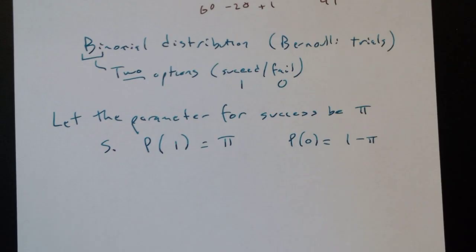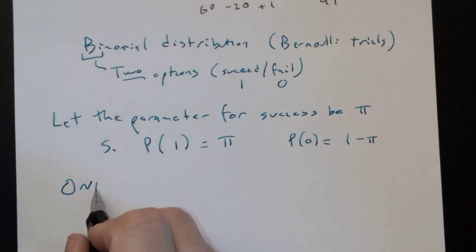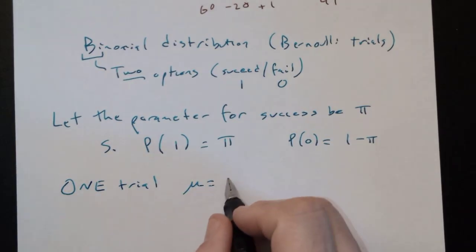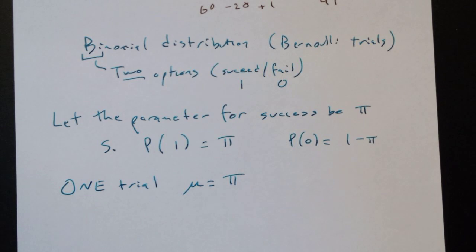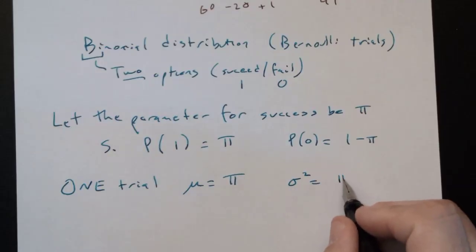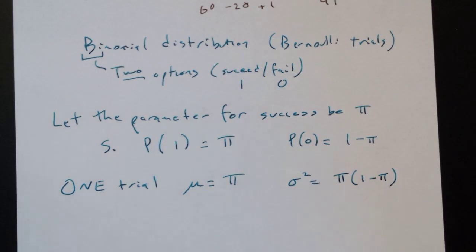So what happens? Well, for one experiment, the average will be exactly pi. And it turns out that the variance is the product of pi times 1 minus pi.